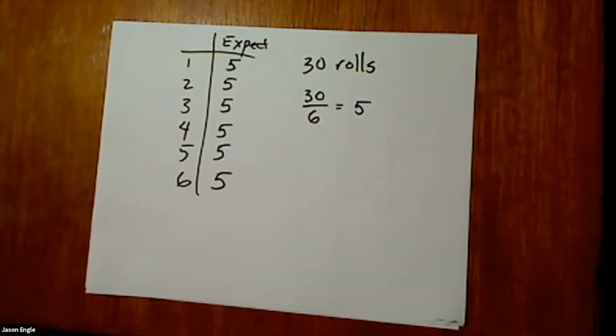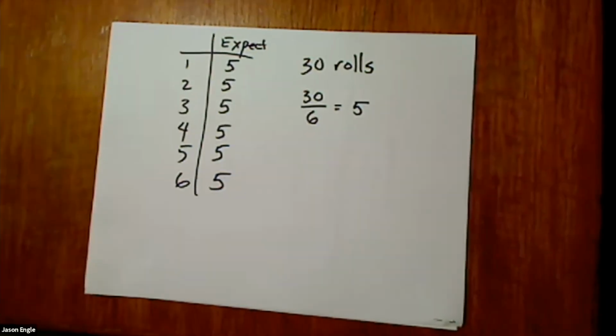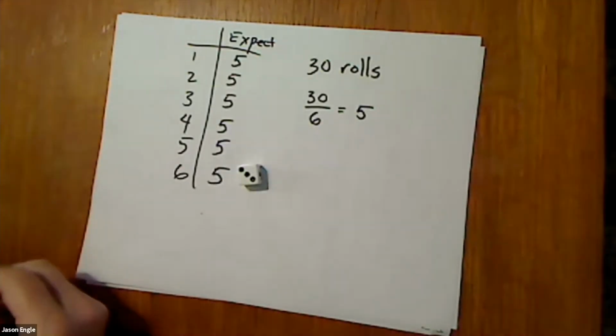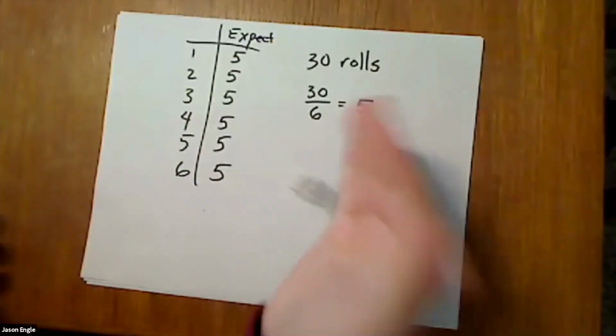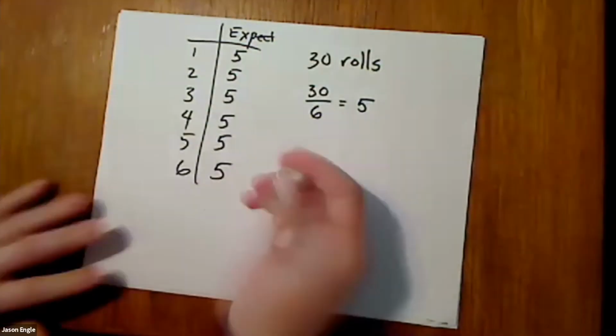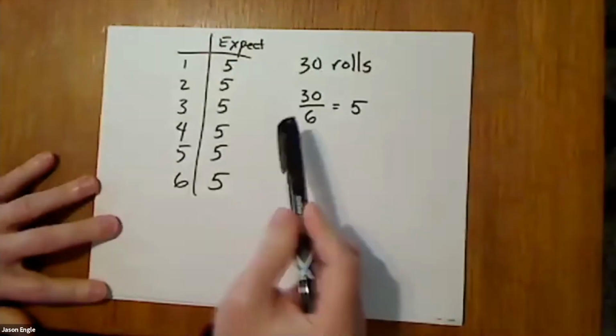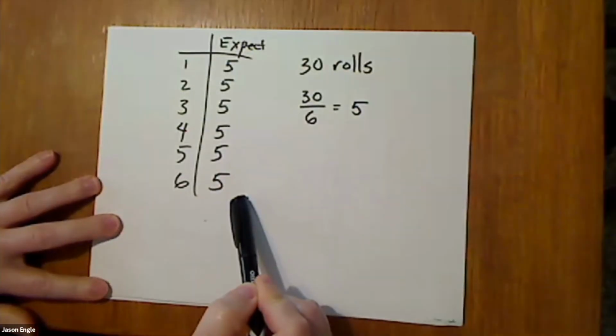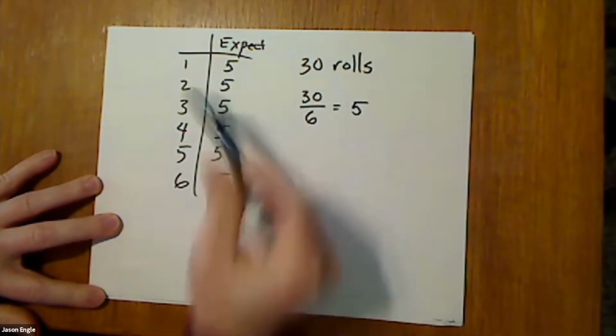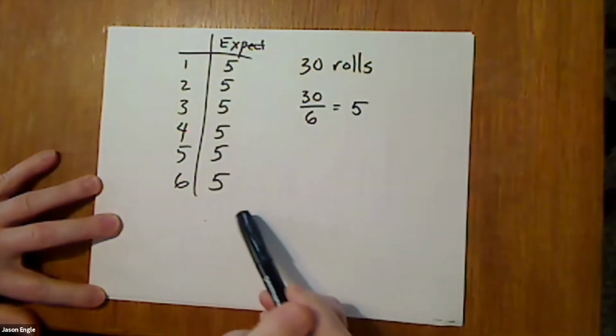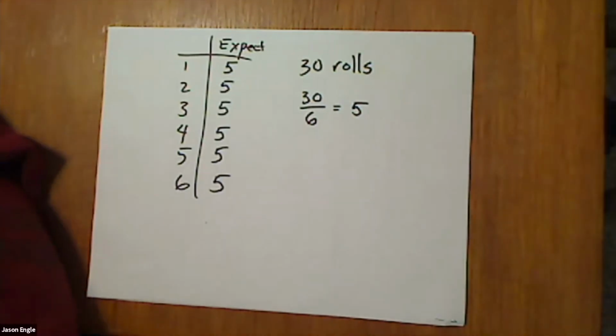Give me a second here. I actually have some dice over here. So here's an example of a die. I get a 3 here. I get a 5. I get a 4. Okay, I'm not going to roll this 30 times, but if I did, I would expect to get 5 of each number. Now, I would actually be surprised if they were all exactly equal to 5 in reality.